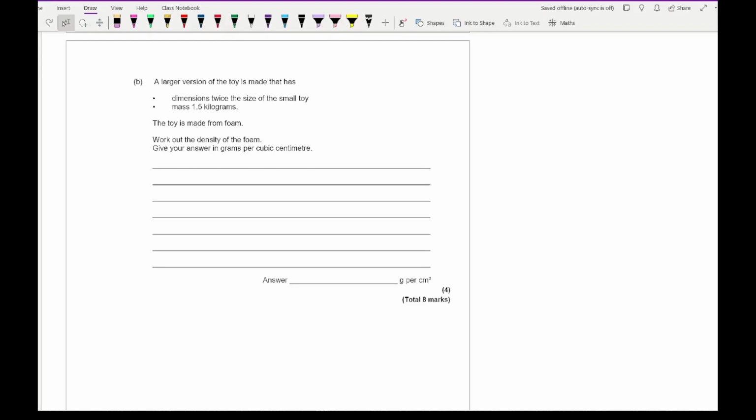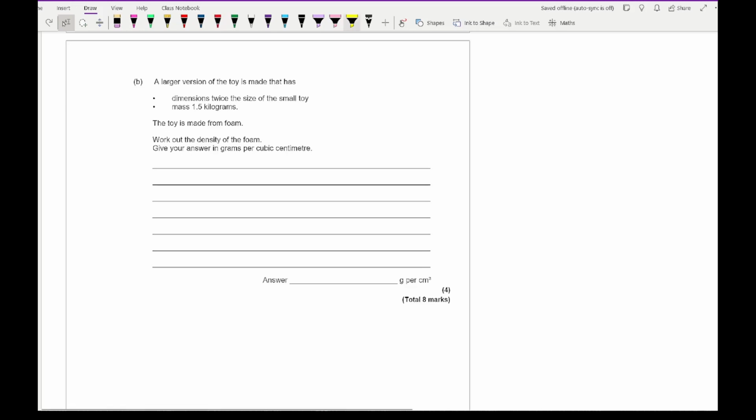Now moving on to question 2b. It says the larger version of the toy is made that has dimensions twice the size of the small toy. It has a mass of 1.5 kilograms. The toy is made from foam. Work out the density of the foam. Give your answer in grams per cubic centimeter.